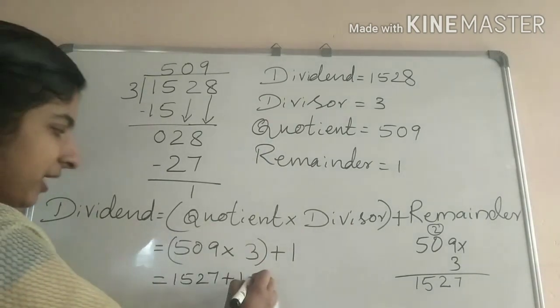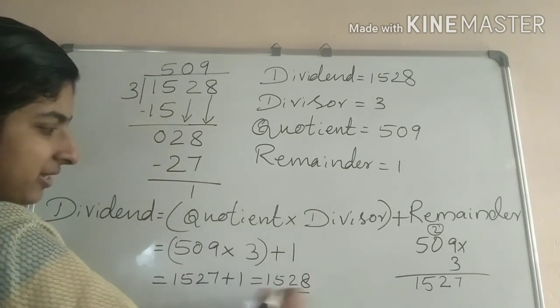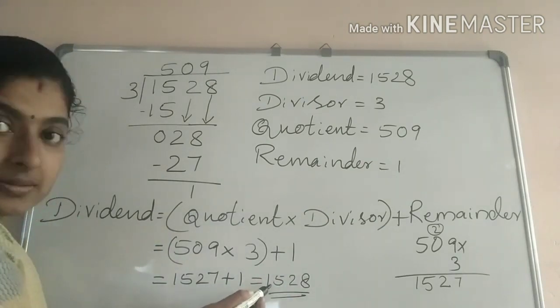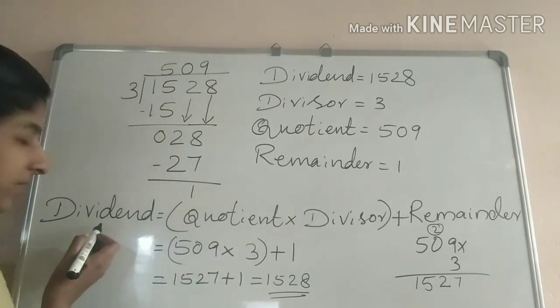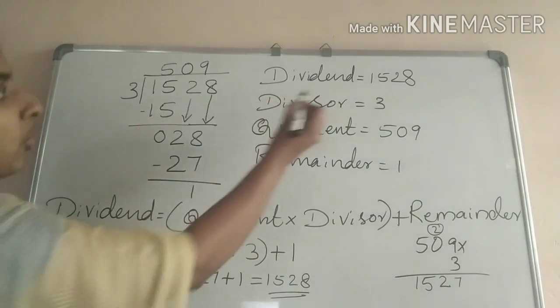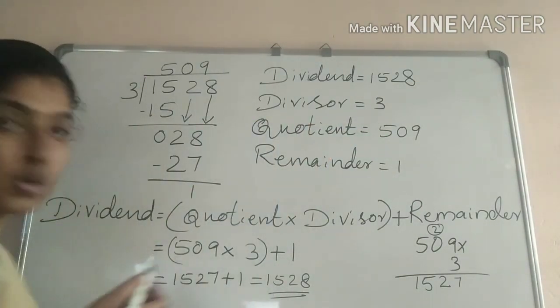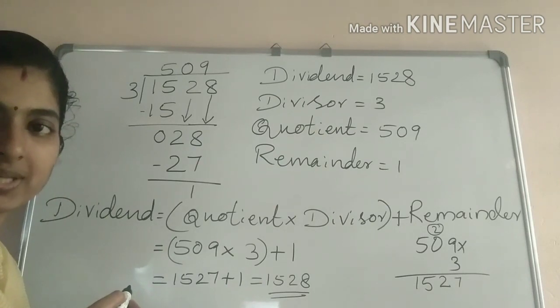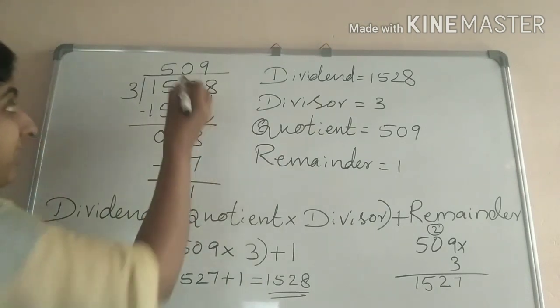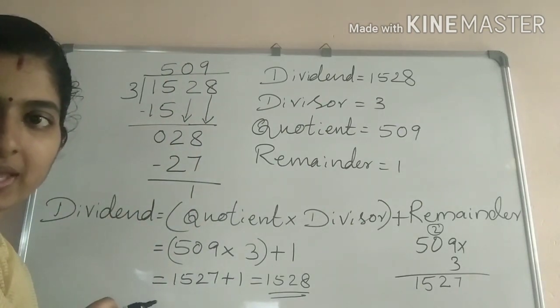Yes, the answer is 1528, isn't it? Is this equal to this dividend? Yes. Dividend is also 1528. This answer is also 1528. So, our answer, the quotient is right. Okay.